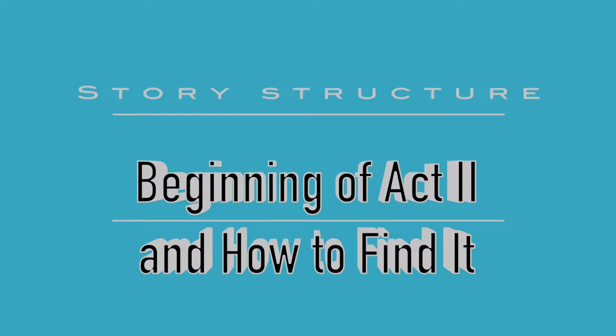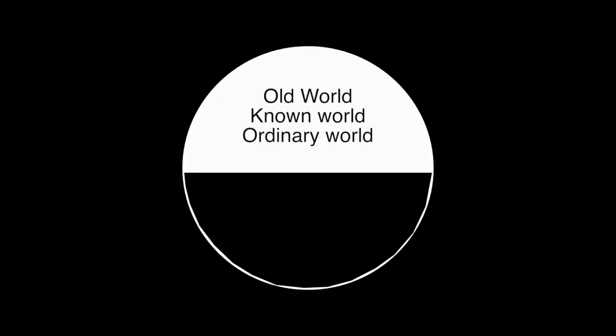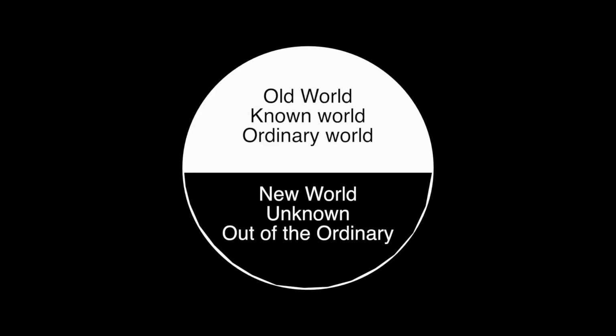The beginning of Act 2 and how to find it. I'm gonna show you how to locate the point where the second act starts, which is the easiest plot point there is to find. Joseph Campbell says that the protagonist at some point moves from its known world to a new and unknown and out of the ordinary world, which actually means that the story moves from Act 1 to Act 2. So all you have to do is to find the moment where the actual journey begins, and that's the beginning of Act 2. It's when the adventure actually starts.